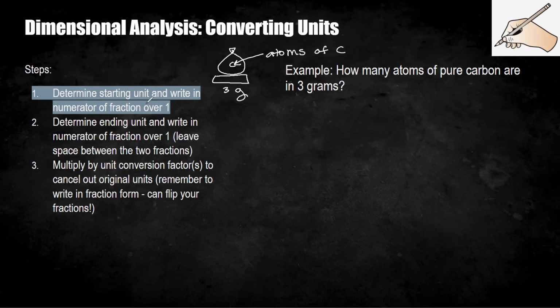So the first step that we need to take in this dimensional analysis problem is determine the starting unit and write in the numerator of a fraction over 1. So this problem says that we are starting with 3 grams of carbon. So I'm going to write 3 grams of carbon over on this side, and I'm going to put that in the numerator of a fraction over 1.